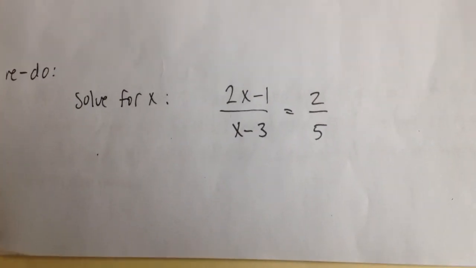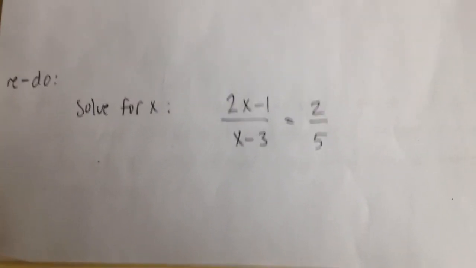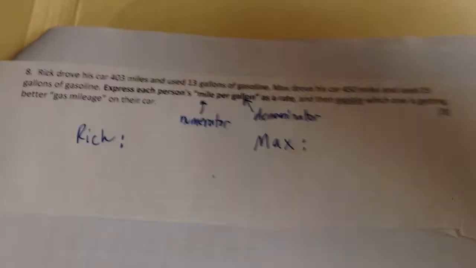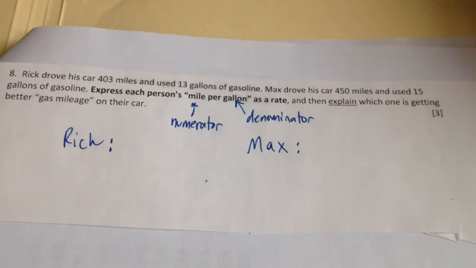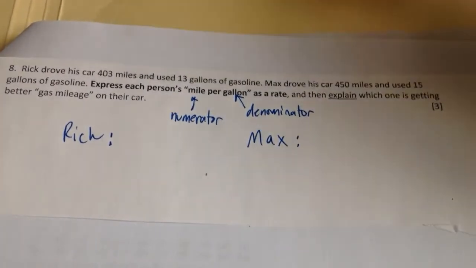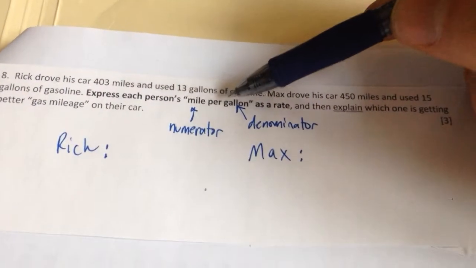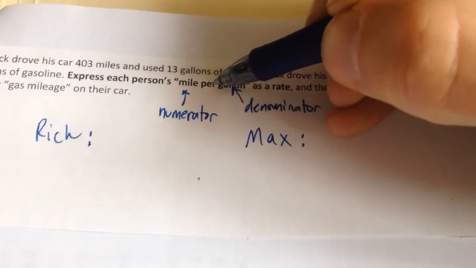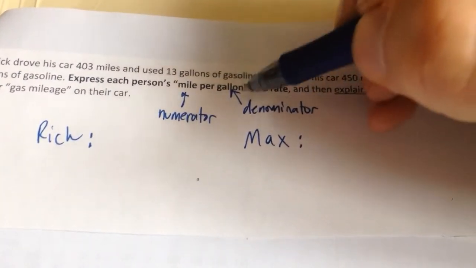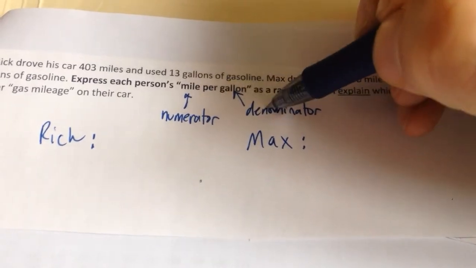For corrections, redo the following problem. Rick drove his car 403 miles and used 13 gallons of gas. Max drove his car 450 miles. Now it says express each person's mile per gallon as a rate. Now, whatever comes before the word per is your numerator, and whatever comes after the word per is your denominator.